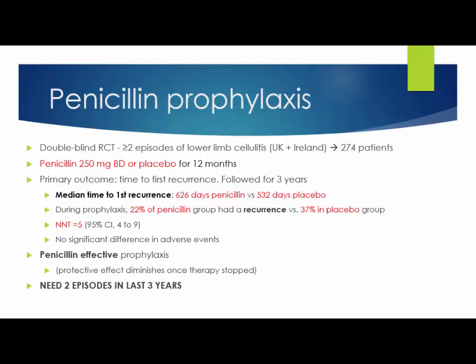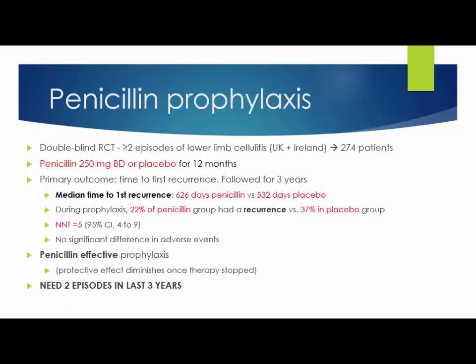So this was a double-blind RCT, and there have been other RCTs that have shown the same. Essentially, they looked at penicillin or placebo for a year, looking at time to first recurrence, and they followed them for 3 years. They found that the patients on penicillin, not only did it take a lot longer before they got a recurrence, but also they were less likely to have a recurrence. And the number needed to treat was only 5. It's only 90 days better than the placebo. Yeah, but look, a lot fewer of them got a recurrence. And there was no significant difference in adverse effects. So it is effective, but they have to keep taking it.